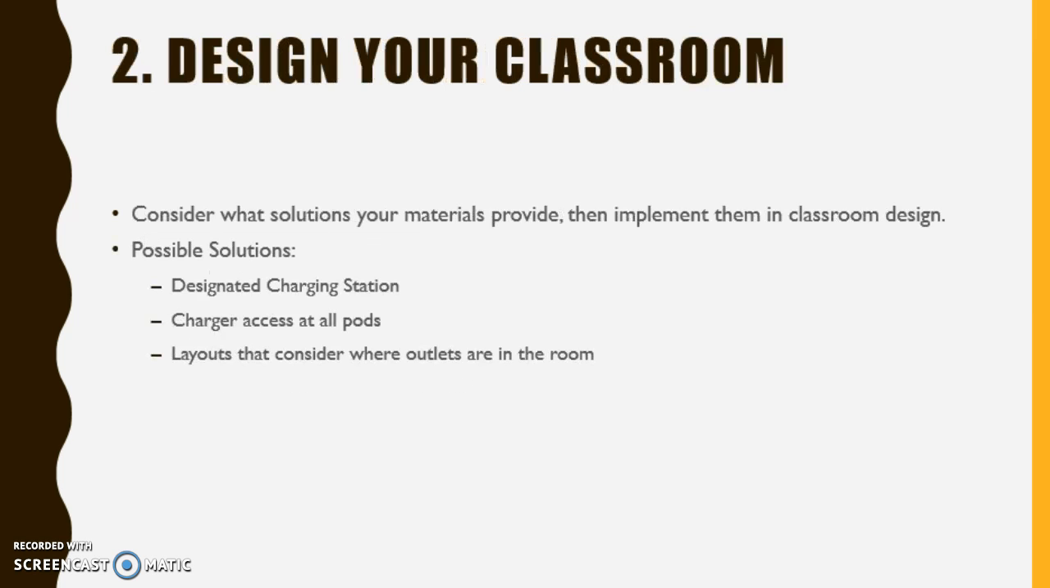The next step to the process is designing your classroom. You want to consider what solutions your materials provide, then implement them in classroom design. Obviously, you also want to keep in mind other aspects of your classroom, like what types of activities the students will be doing, how many students you have, and what kind of design and setup really works best for you in your course. Some of the possible solutions that you could implement would be having a designated charging station, having charger access at all pods that you set up, and layouts that consider where outlets are in the room to make them more accessible to students.